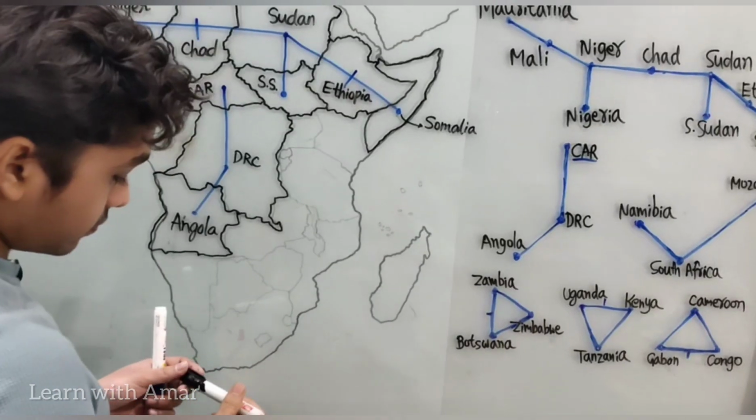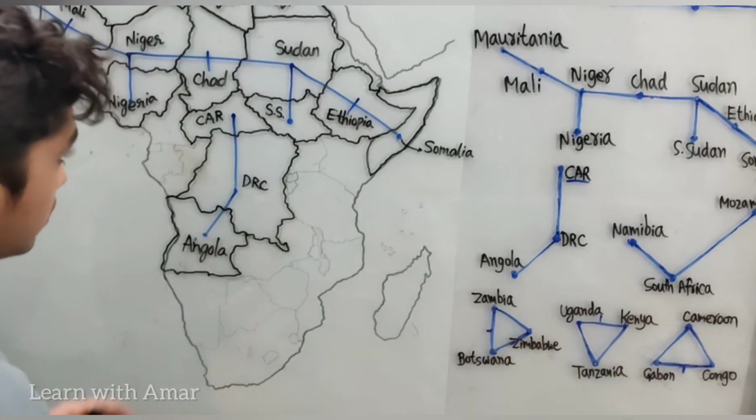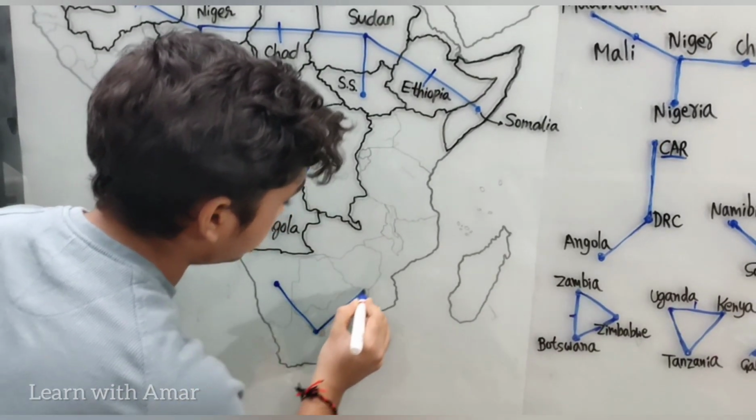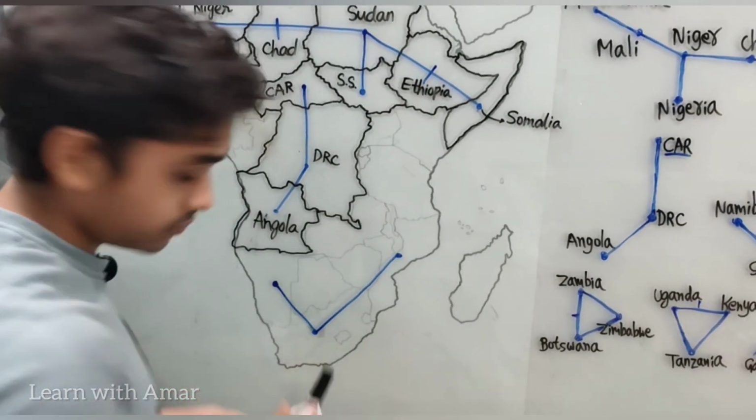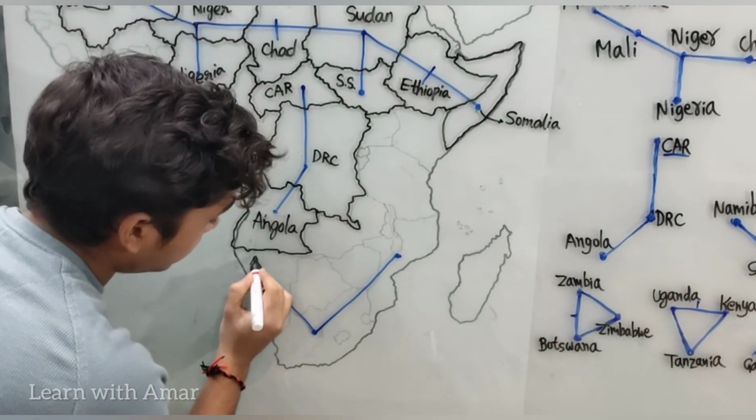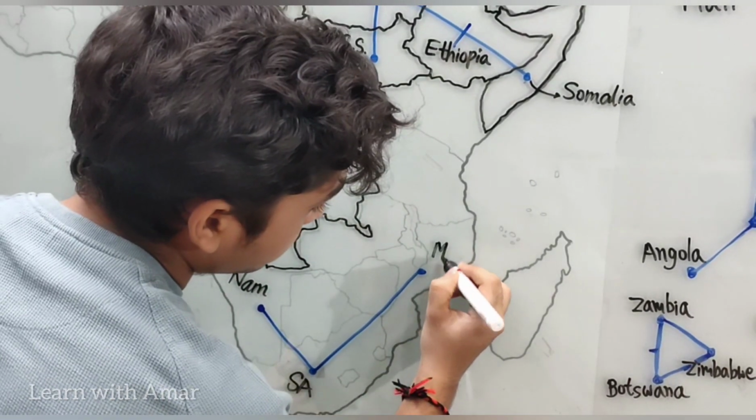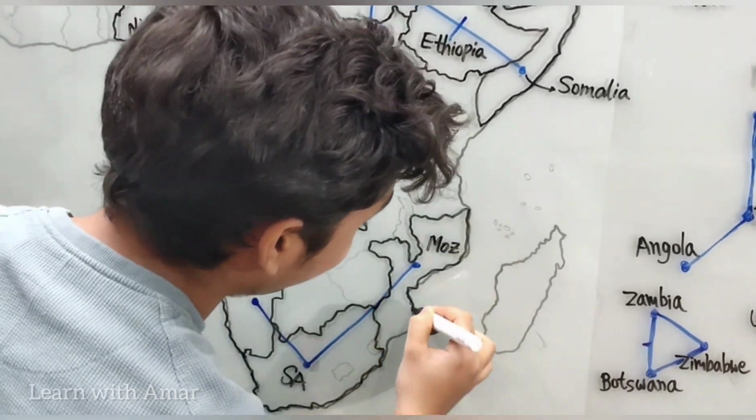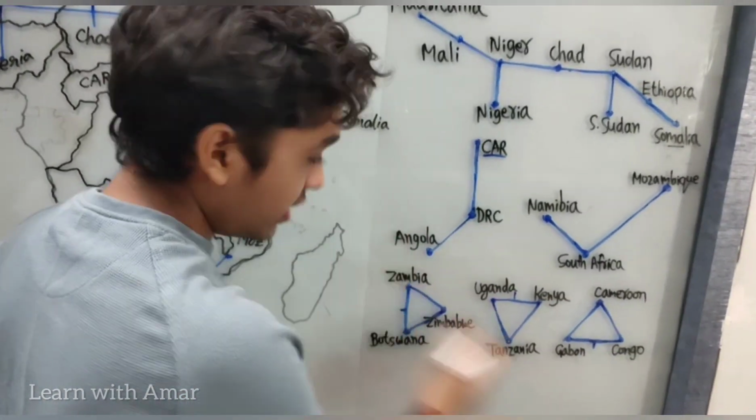So we'll just draw this here, the tick mark. Right, so we get Namibia here, South Africa here, and Mozambique here. Right, so this is the right mark. We are left with the 3 arrows.